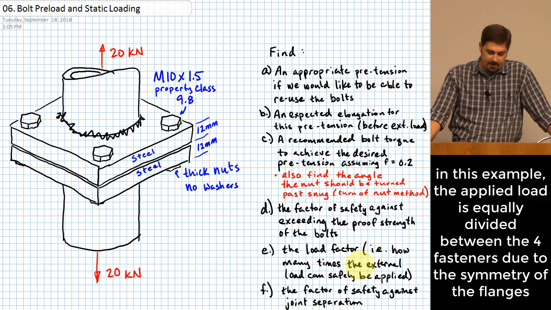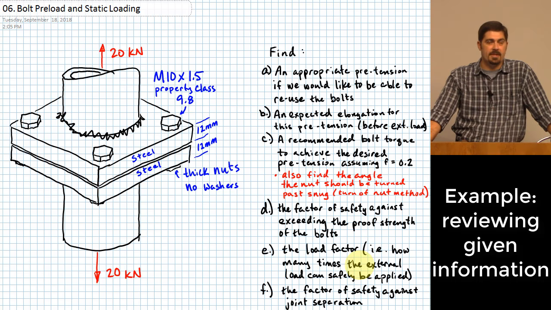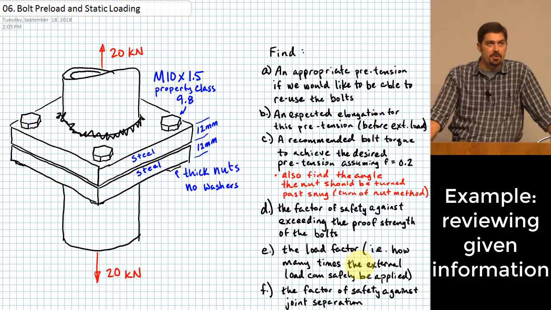Okay, and I've specified that we're going to have steel fasteners. M10 by 1.5 is the size of the bolt as far as the thread size and the thread pitch. It says we're using a property class 9.8. We'll get into what that means in just a second. It's going through 2 steel plates, each 12 millimeters thick. On the other end, we're going to put thick nuts with no washers. And we have to be able to carry 20 kilonewtons of axial force on this bolted connection.